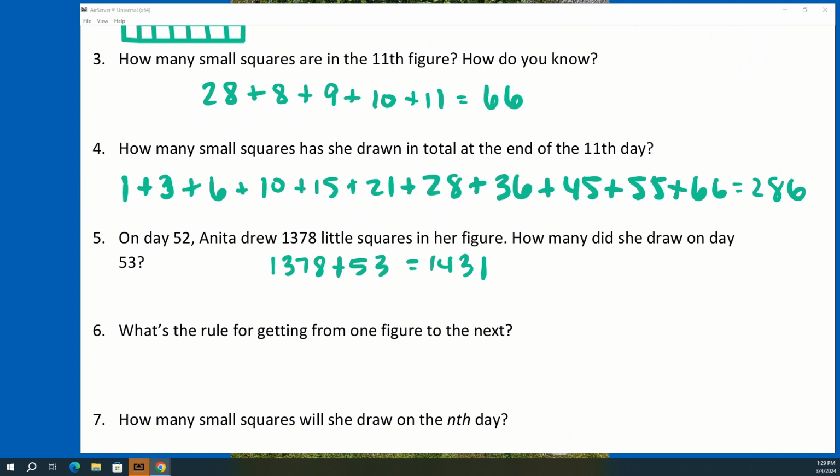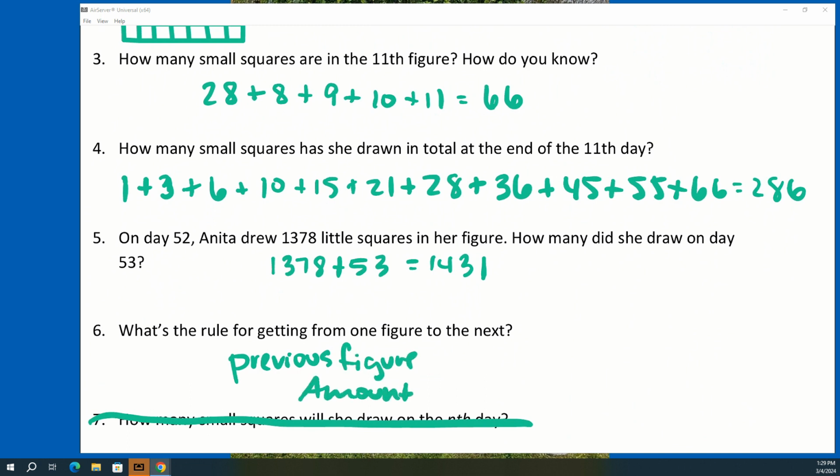All right, and so for 6, what's the rule for getting from one figure to the next? What do you add? I put previous figure number plus new figure. Yes, so sure, previous figure amount plus figure number.